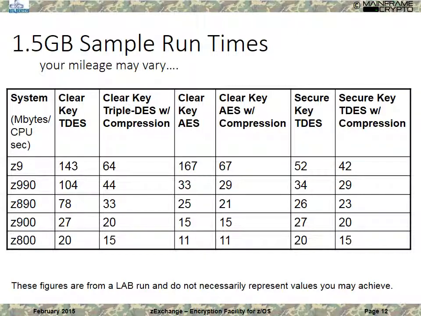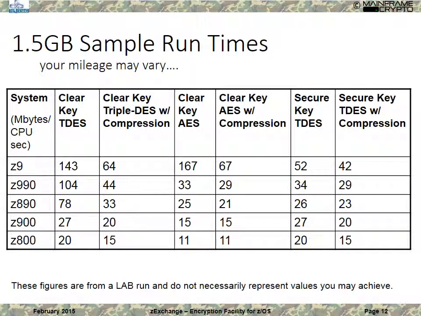So what this chart is saying, and we'll focus on the z9 because that's as close as we can get to the current performance: if you were running on a z9 and you specified clear TDES, you could expect to encrypt about 143 megabytes per CPU second. Now, if you added the compress option and compressed the data before you encrypted it, your throughput dropped to about 64 megabytes per CPU second. So if you had a 143 megabyte file, it would take you about a CPU second to encrypt it using the encryption facility and clear TDES. If you turn on compression, it would take you a little bit over 2 CPU seconds to encrypt that file.